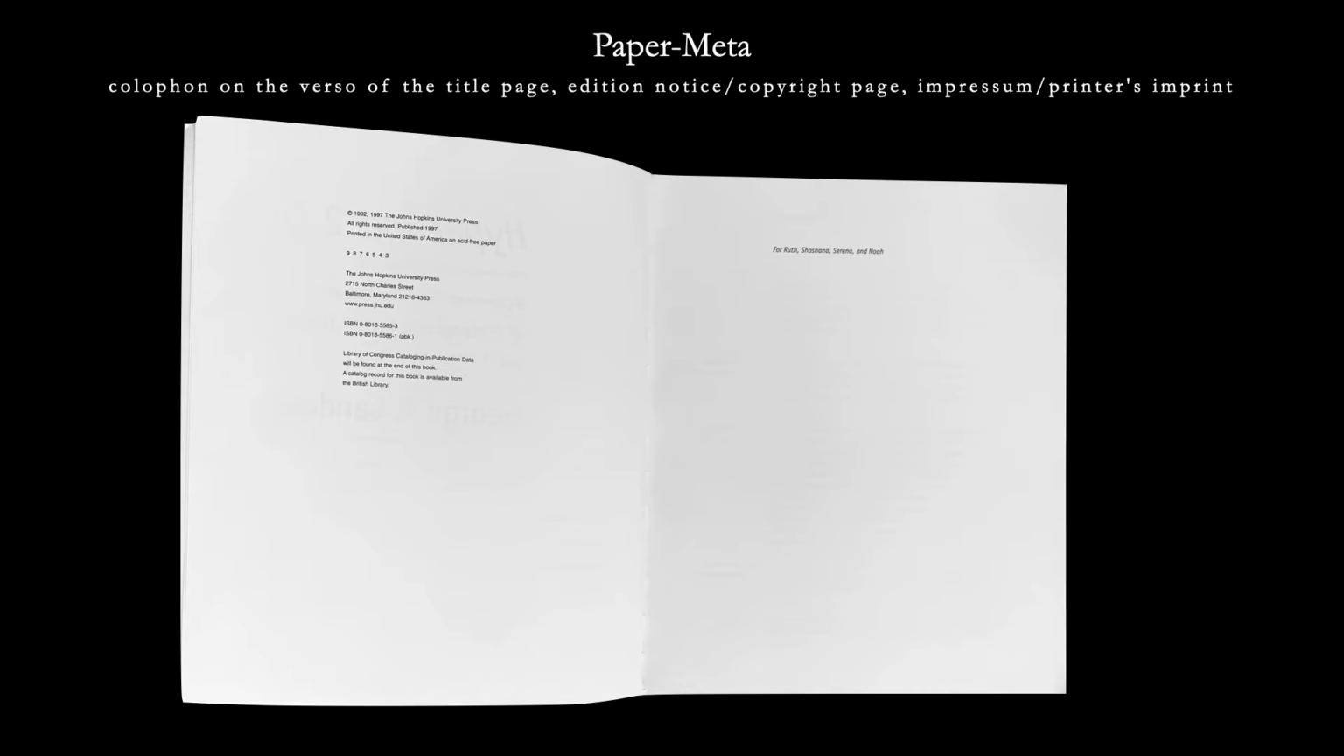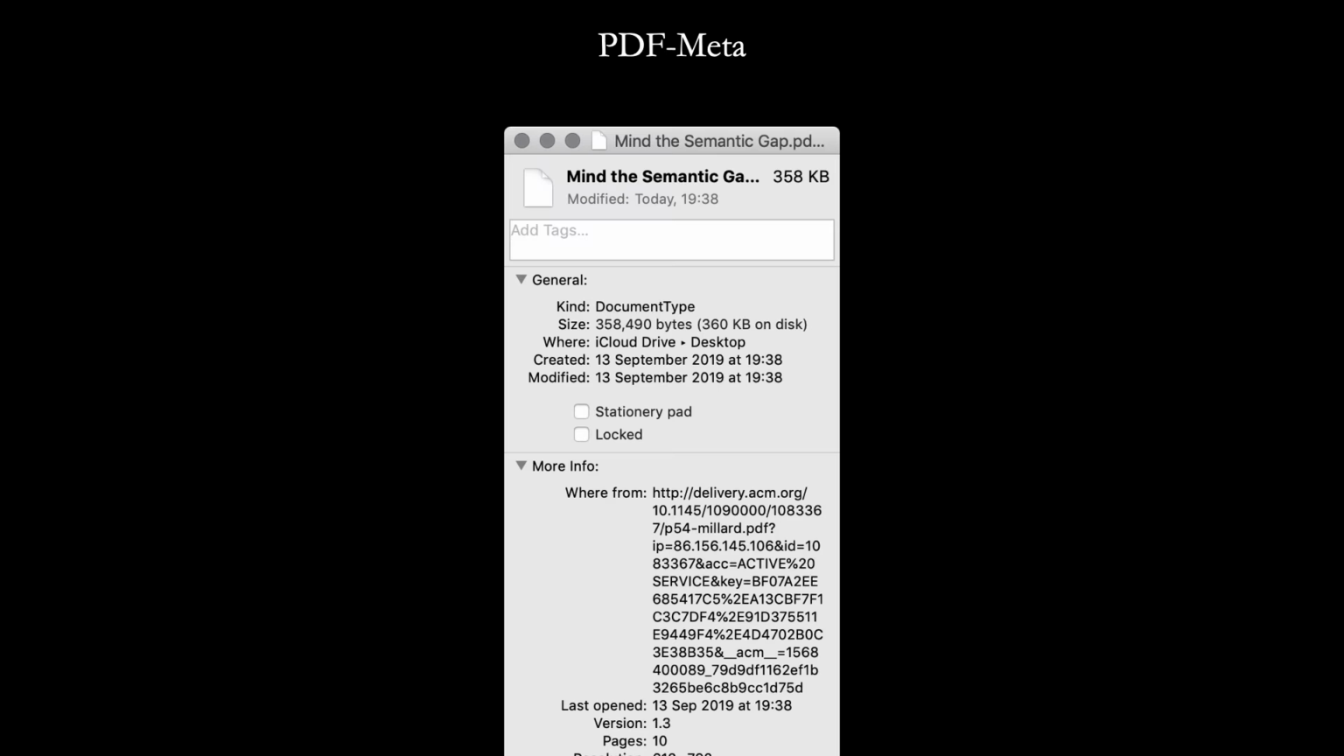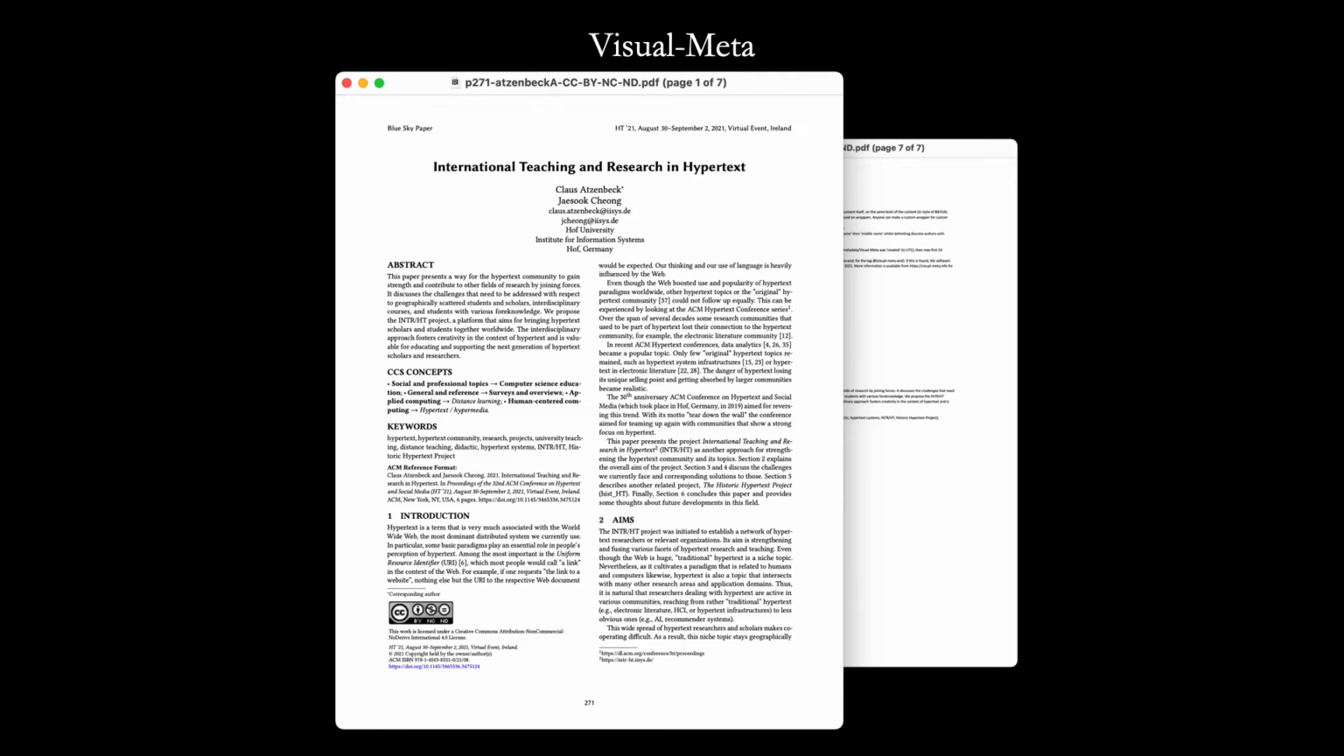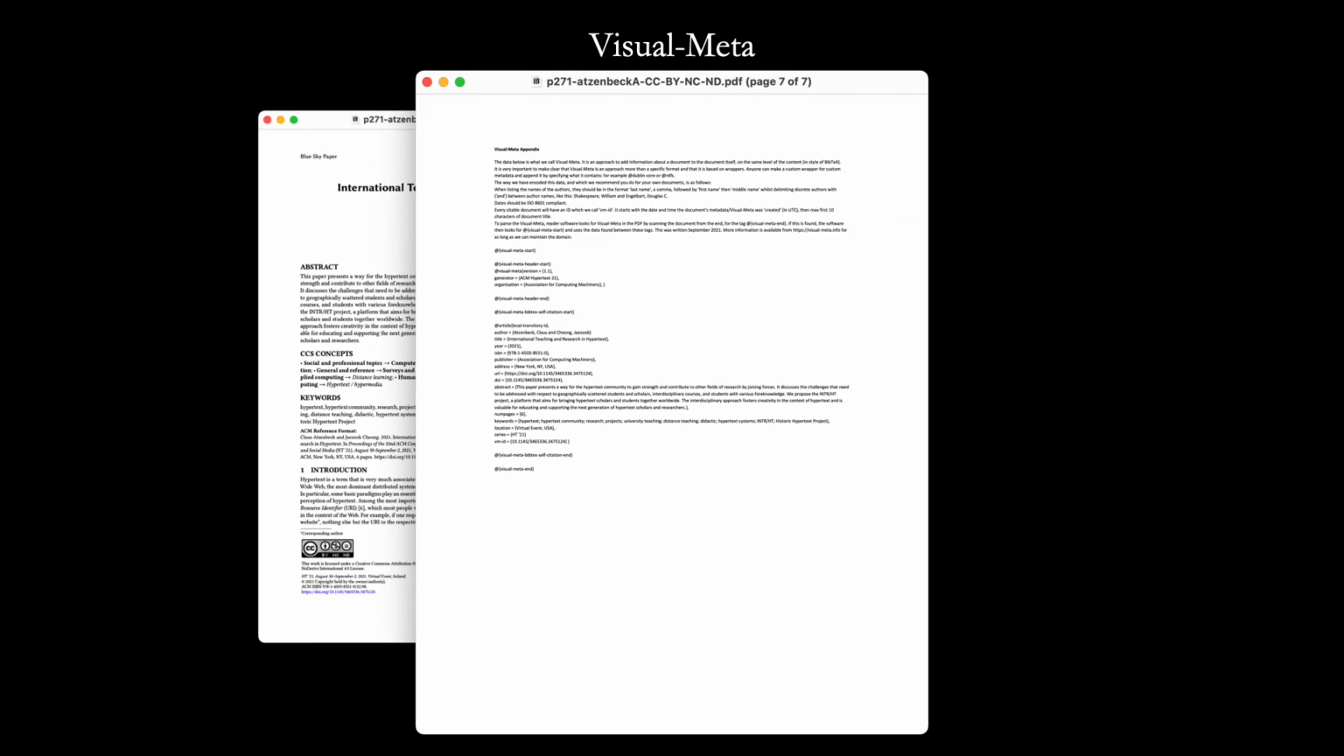On a paper book, you have all kinds of information on one of the first pages. PDF, not so much metadata. So what we've done is taken this front page type of metadata and, as you can see here from one of your conference papers, put it on the back.